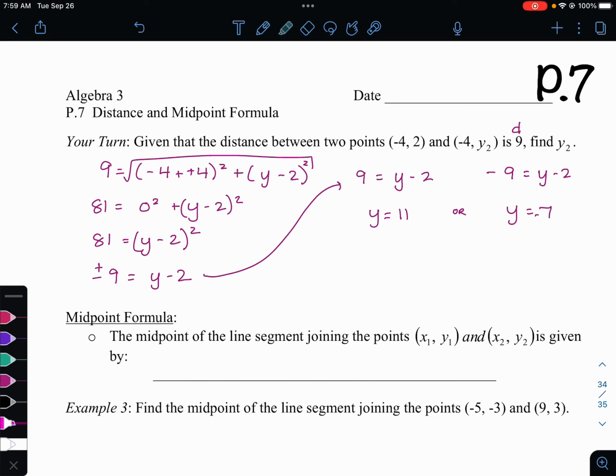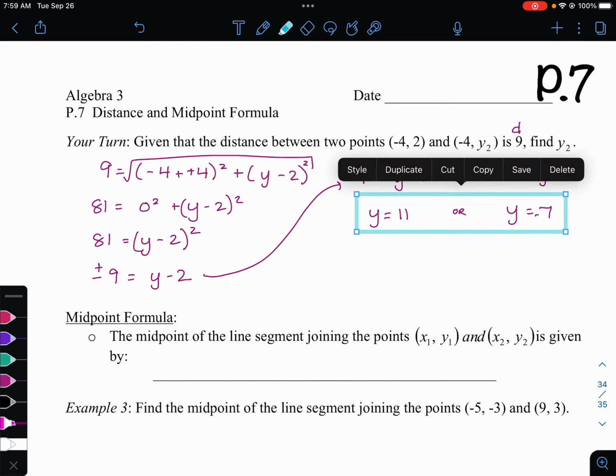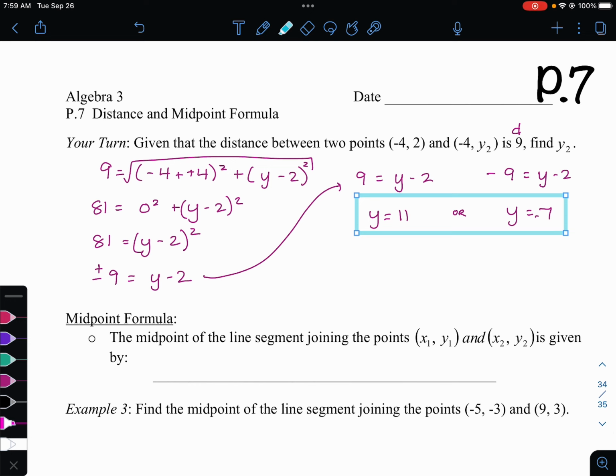Okay, so in this case, you can see that there are 2 values that will make this true. y can either be positive 11, and that'll still give me a distance of 9, or y can be negative 7, which would still give me a distance of 9.